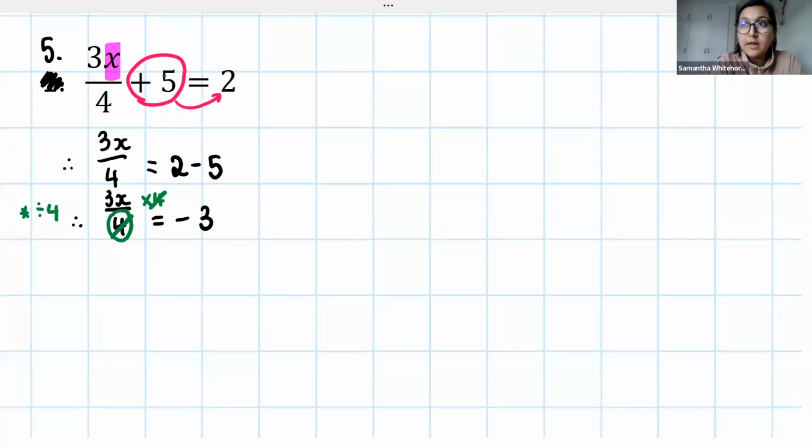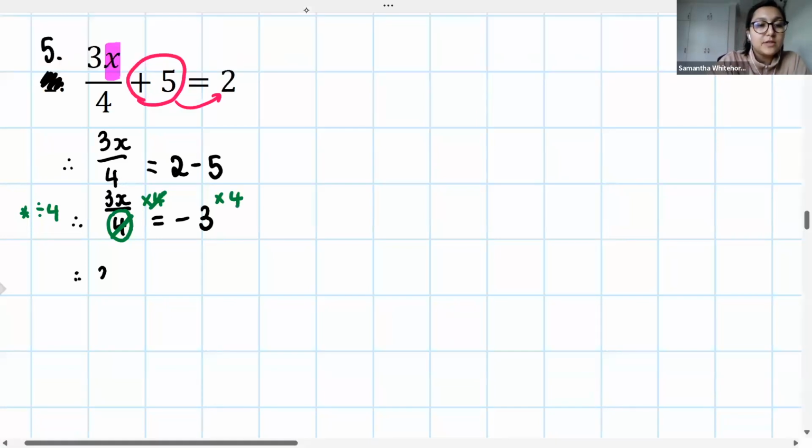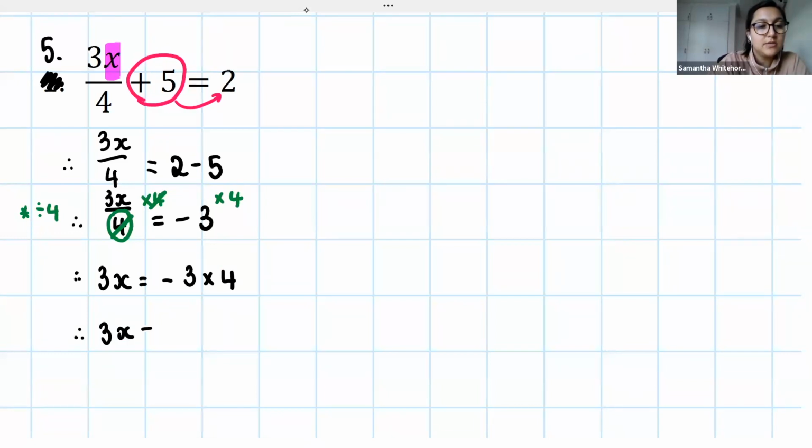But remember, if we do it on one side of our equation, we have to do it on the other side of our equation. And so what we now have on the left is just 3x is equal to negative 3 times 4. Now we know that a negative times a positive is a negative, and 3 times 4 is 12. And so what we have here is negative 12.